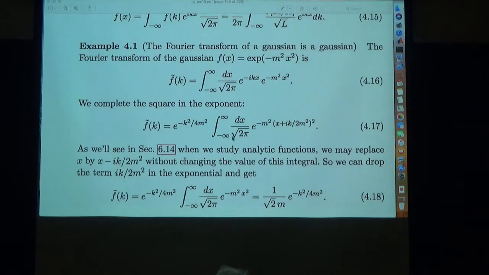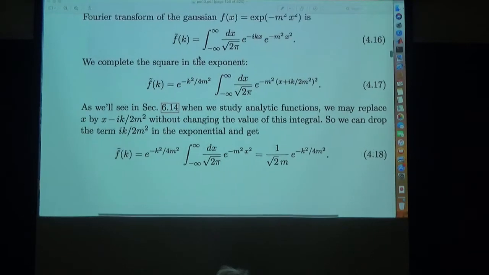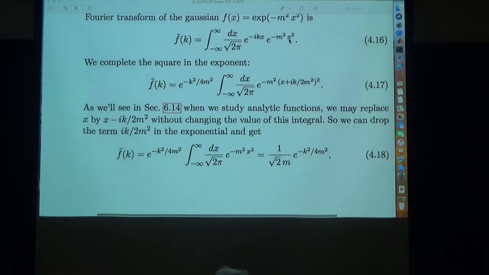Anyhow, I said I'm going to have to skip the examples. Let me just tell you what the Fourier transform of a Gaussian is. Well, it's this integral, and the answer is this. So if your original Gaussian is e to the minus m squared x squared, your Fourier transform Gaussian apart from an overall factor is another Gaussian, but the m doesn't appear here. It divides the k squared, multiplies x squared, divides k squared.